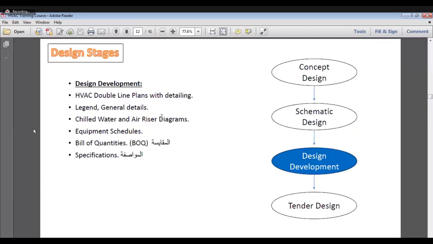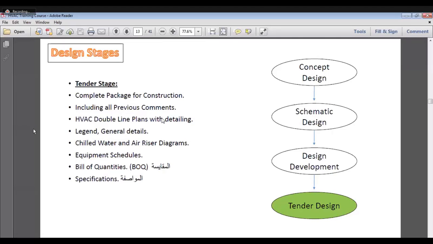The next phase is the design development phase. In this phase, we will use double line plans, which show the duct with its dimensions and the pipes with their dimensions. We will know what is meant by duct and what is meant by pipe in this session, inshallah. We will deliver equipment schedules, bill of quantities, and specifications. Last is the tender design, which is the complete package issued to the contractor for implementation. It includes many details, diagrams, bill of quantities, and specifications.